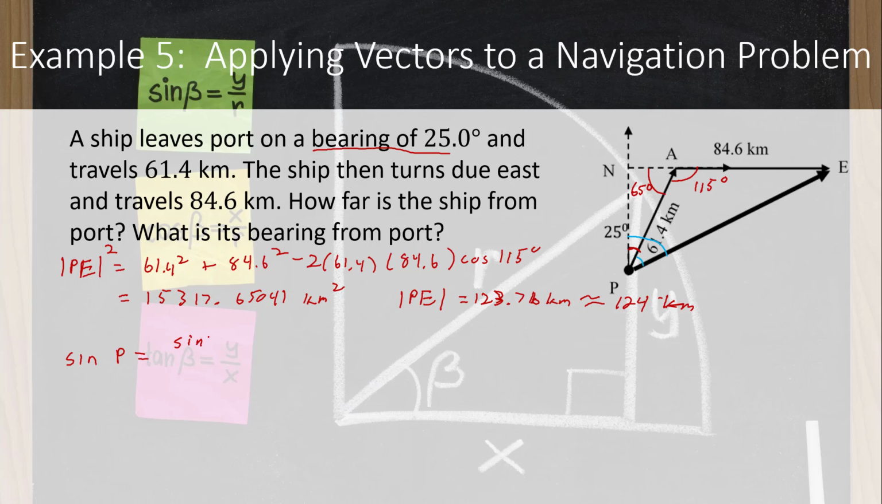The sine of A divided by the length of the opposite side, which now we know, but we're going to use this term right here, 123.76 times the length opposite P, which is 84.6. And that will give us a value for the sine of P of 618,336. And if that's the case, then P is going to be equal to 38.28.